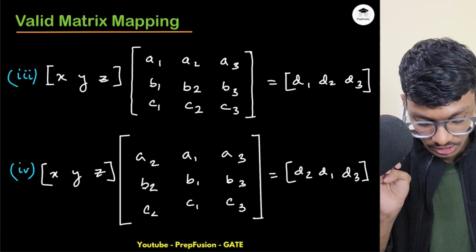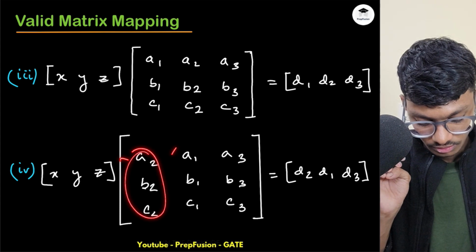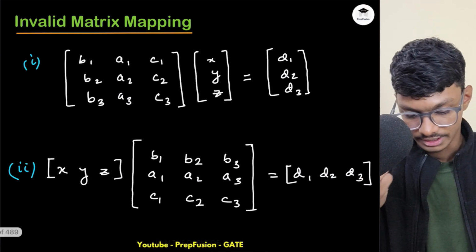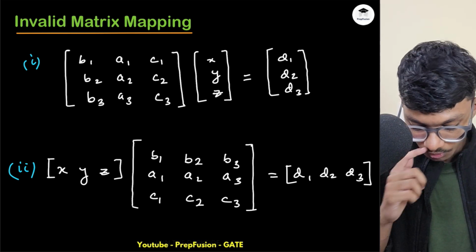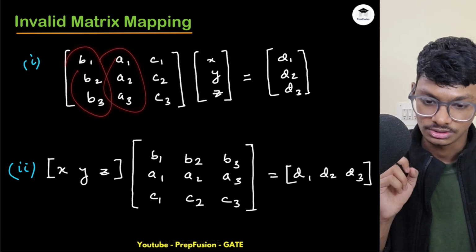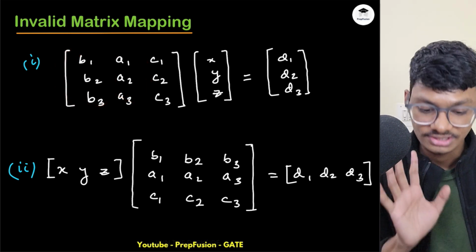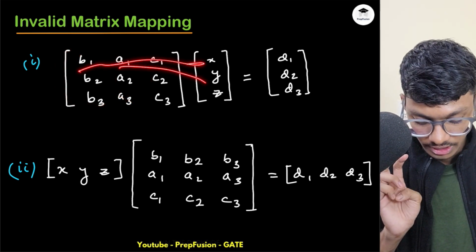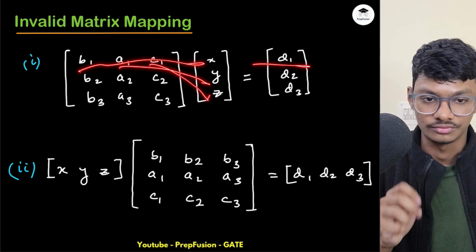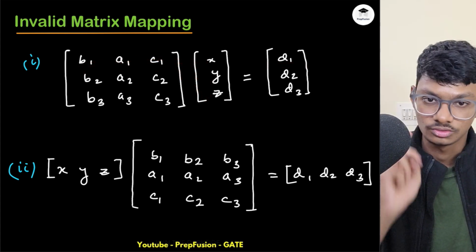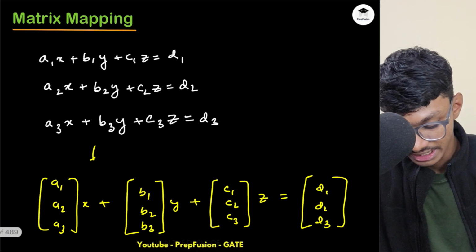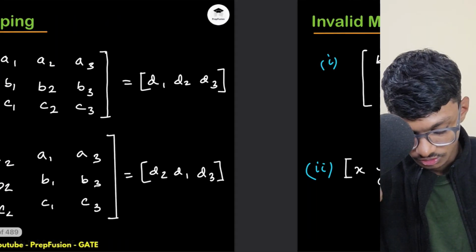So if you are swapping these two columns, then obviously you swap these two columns. Now here what I have done, I swapped these two columns. So what is this equation telling us? This equation is telling us that b1x plus a1y plus c1z equals d1. Is this true? No, this is not true, because it was a1x, not b1x.